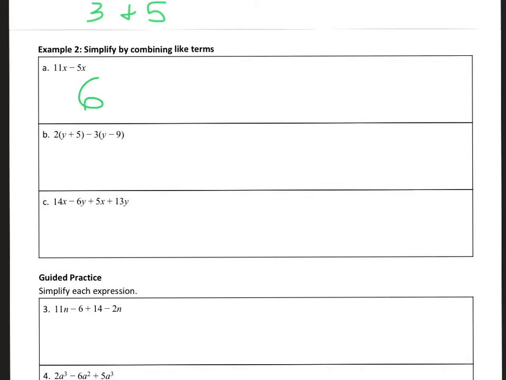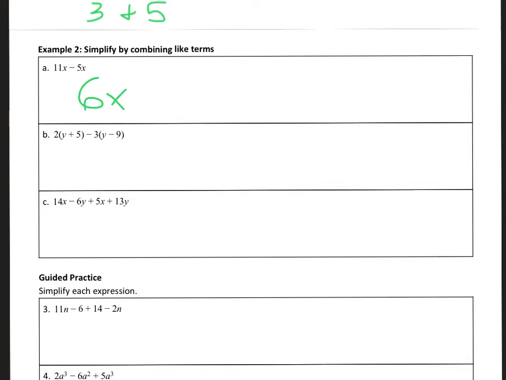When I combine like terms, I am not changing that variable. Okay? If it was x squared, it would remain x squared. If it was x to the third, it would remain x to the third. So this is just simplified all the way, 6x. So that's just combining two like terms.